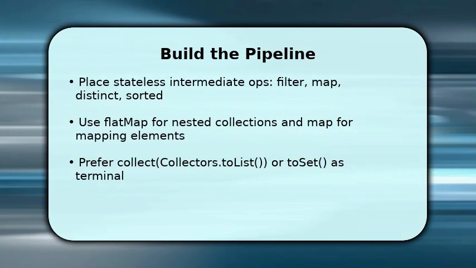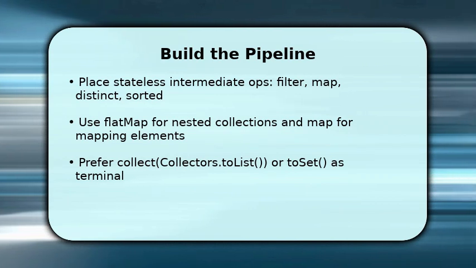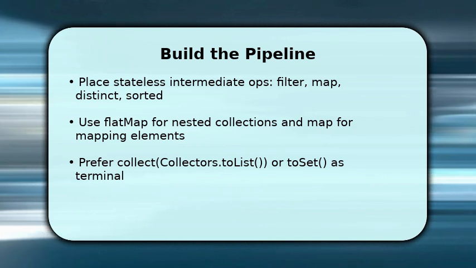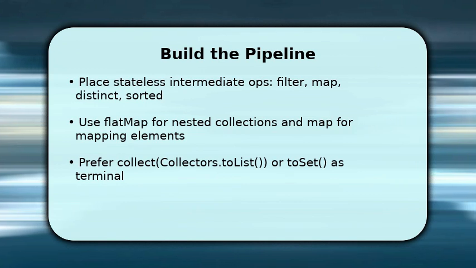You now build the pipeline. Start with stateless intermediates like filter and map to narrow and transform data, then add distinct or sorted if needed. Use flatMap when elements contain collections you must flatten, and map when producing single results per item. Remember that intermediate operations are lazy. Nothing runs until a terminal operator like collect, forEach, or reduce is invoked. So structure pipelines for readability and minimal work, and consider parallel only after correctness is established.